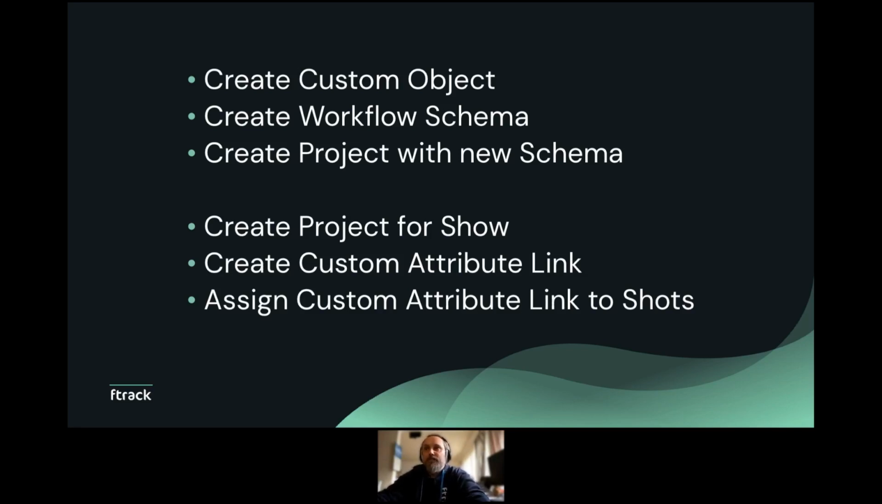So the breakdown is we're going to create the custom object, which will be a camera. We're going to create the workflow schema for the camera. We're going to create a new project, and then we're going to add cameras to it. And then we're going to create the actual project that will be tasked to our artists, and we're going to call that show. And then we're going to create a custom attribute link to show the relationship between the show project and the camera project, or specifically the cameras. And then we're going to assign the custom attribute links to the shots.